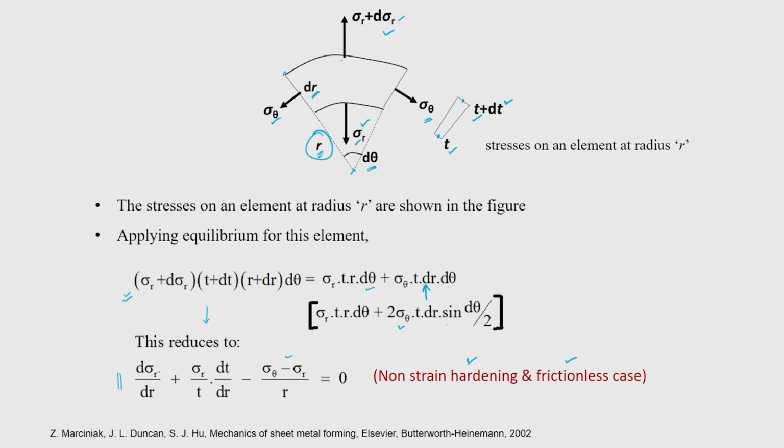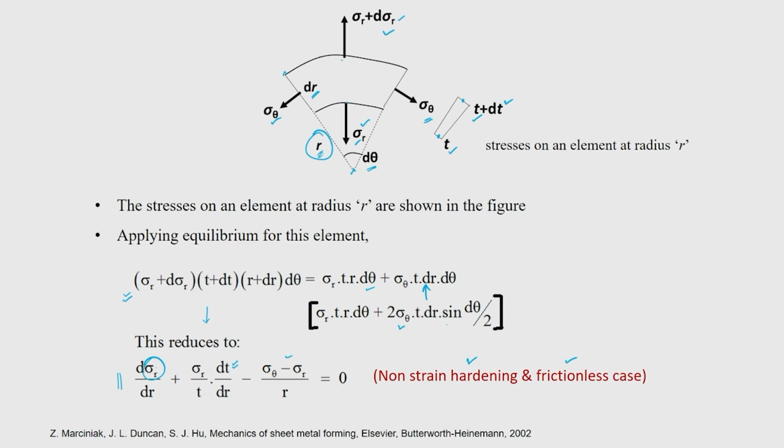The first part basically tells how sigma r changes with radius. The next part is going to tell you how t changes with r. You will come back to this. And then your sigma theta minus sigma r divided by r is equal to 0. We will come back to this equation, how to solve it. Our idea here is to get sigma r, which is nothing but your radial stress. That is the whole idea here, because if you get sigma r by assuming any yield criterion, we can get sigma theta also, because these two are principal stresses.